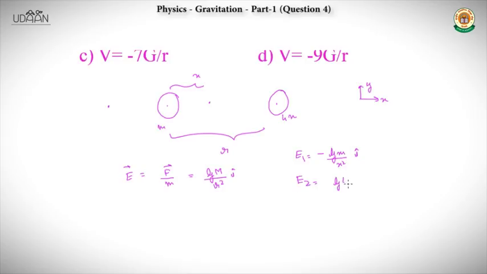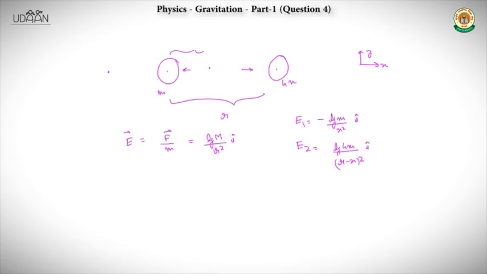A2 is equivalent to G into 4M upon r minus x whole square i cap. So this one will have a force in this direction, and this one will have it in this direction. Both would cancel each other, so I'll directly write it down. GM upon x square is equivalent to G into 4M upon r minus x whole square. This implies that most of the terms would cancel out.